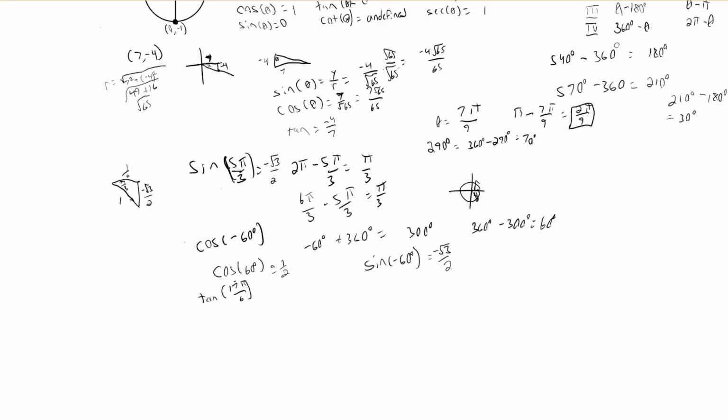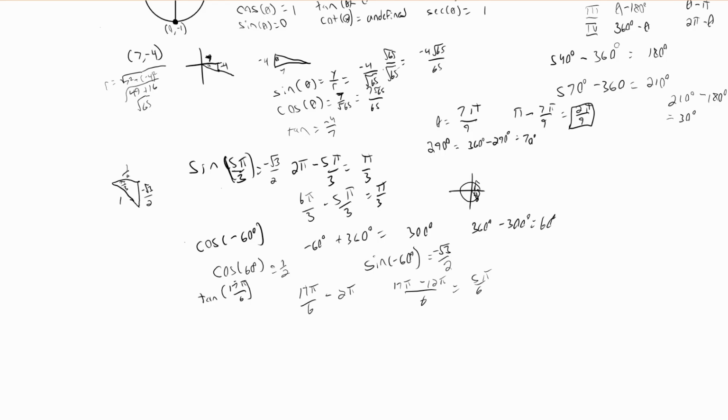So this is not in the first 2 pi or 360 degrees. So we're going to take this 17 pi over 6 and subtract 2 pi, or a full circle, until we get it in the unit circle. So 2 pi would be 12 pi over 6. So 17 pi over 6 minus 12 pi over 6 is going to be 5 pi over 6. 5 pi over 6 is in the second quadrant.